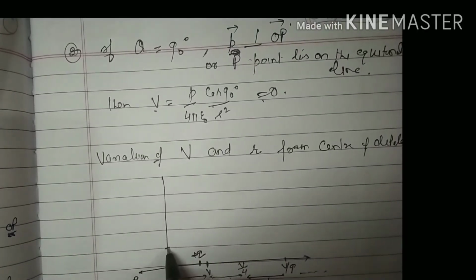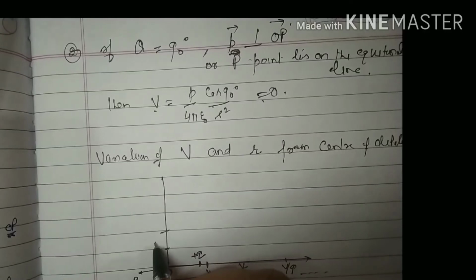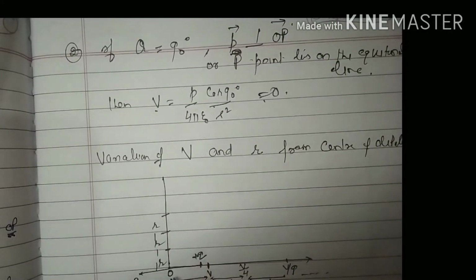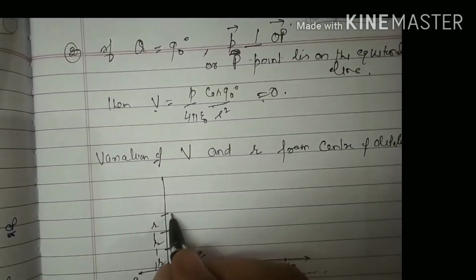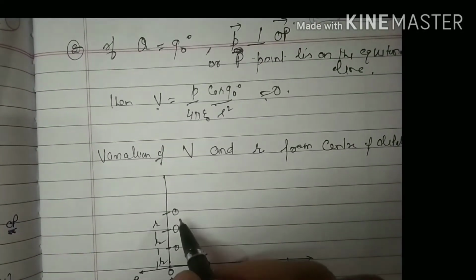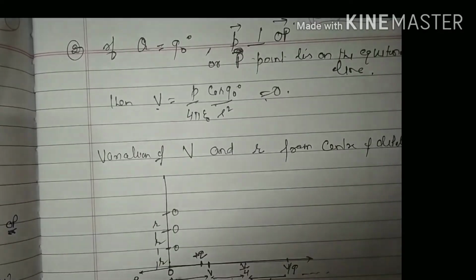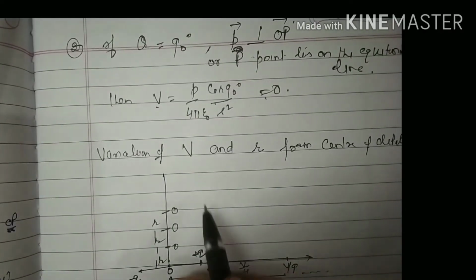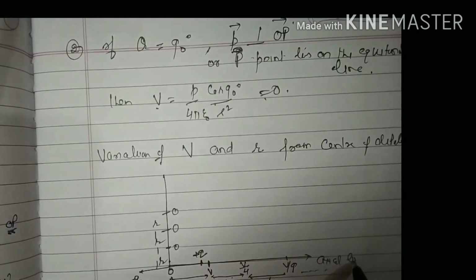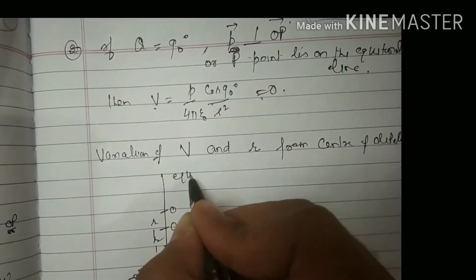And on the equatorial line, this is the second R, this is the third R. From the center of the dipole, the electric potential at every point remains 0. So in this way we can study the variation of electric potential with respect to R. This is our axial line, this is our equatorial line.